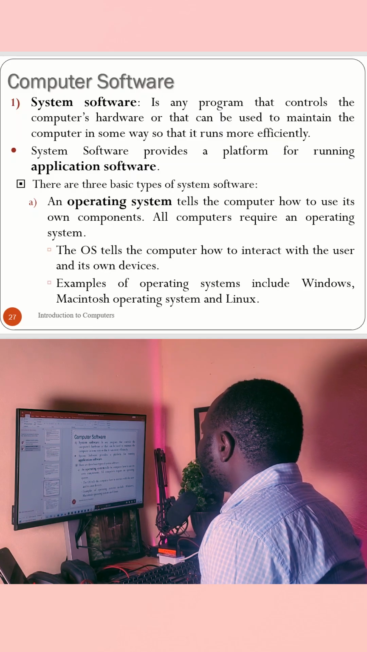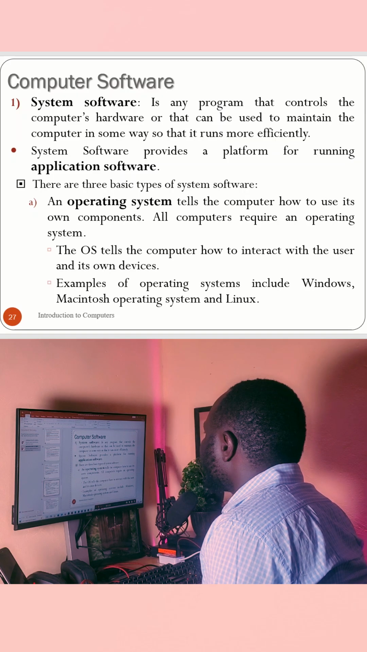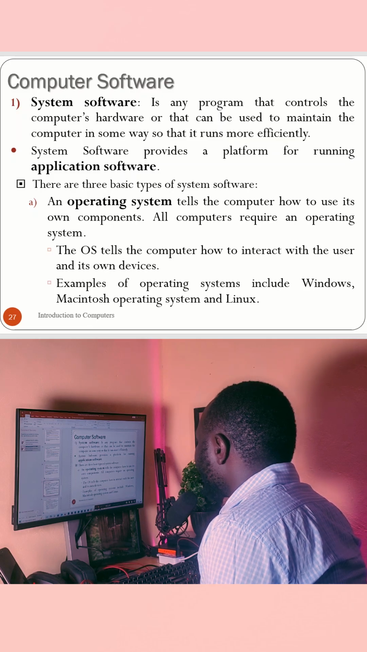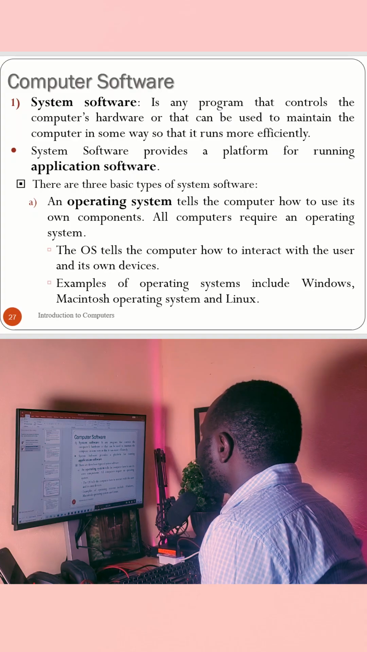But for you to be able to interact with your computer and do all that you need to do with it, you need what we call an operating system on your computer. The operating system tells the computer how to interact with the user and its own devices. Examples of operating systems: we have Windows, we have Macintosh operating systems or Mac OS for Apple computers. Then we have the Linux operating system.